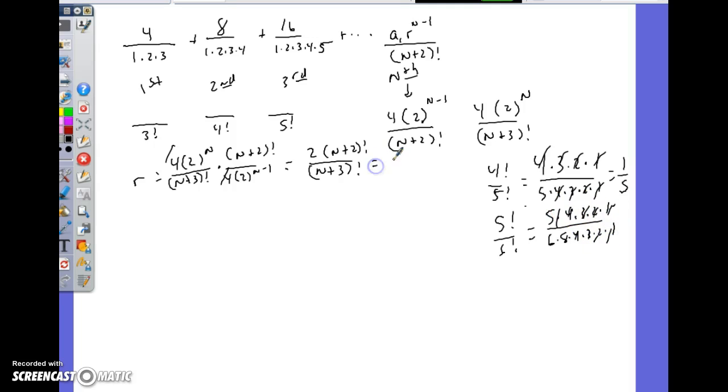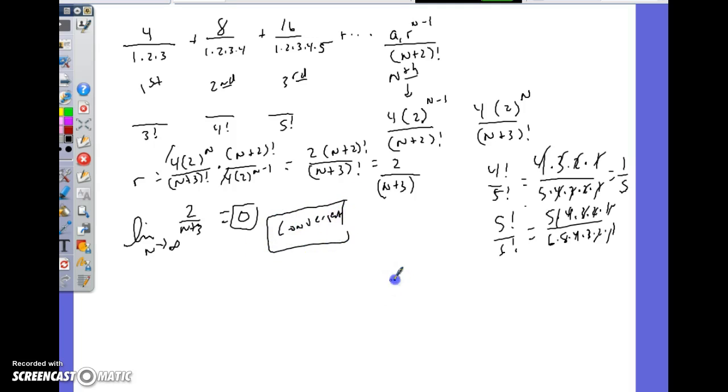So, in this case, I have one more term on the bottom than the top, so n plus 3 would be left over. Everything else would cancel out, agreed? So if I go to take the limit as n approaches infinity of 2 over n plus 3, well, if I put infinity in the bottom, this thing's going to 0. And if it's going to 0, this is convergent. Good deal? Alrighty then. Okay, try number 4.